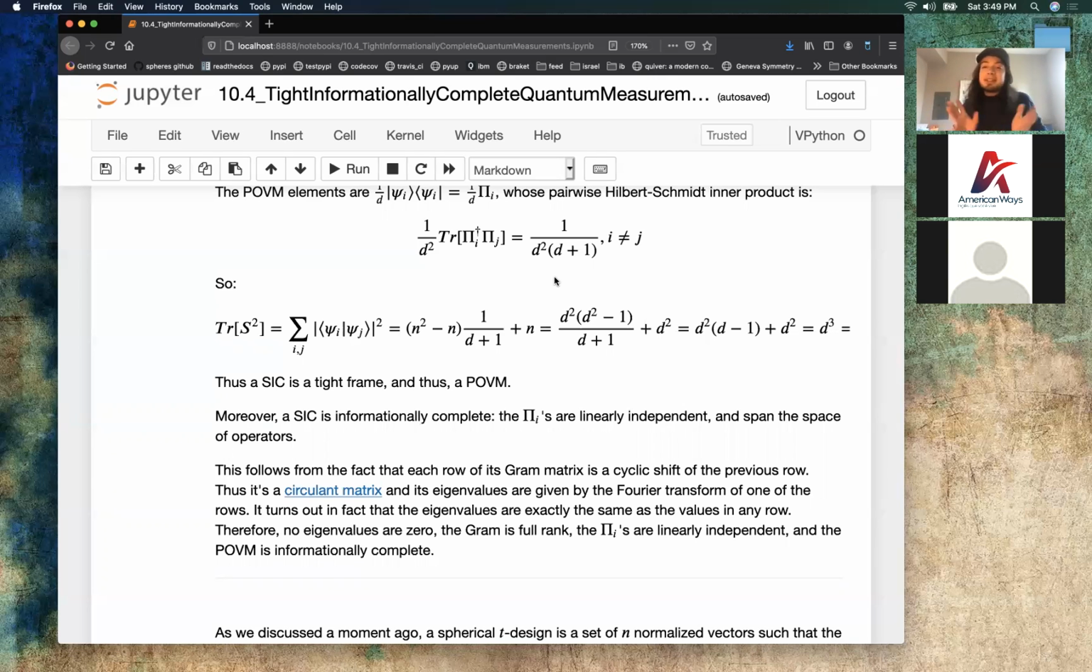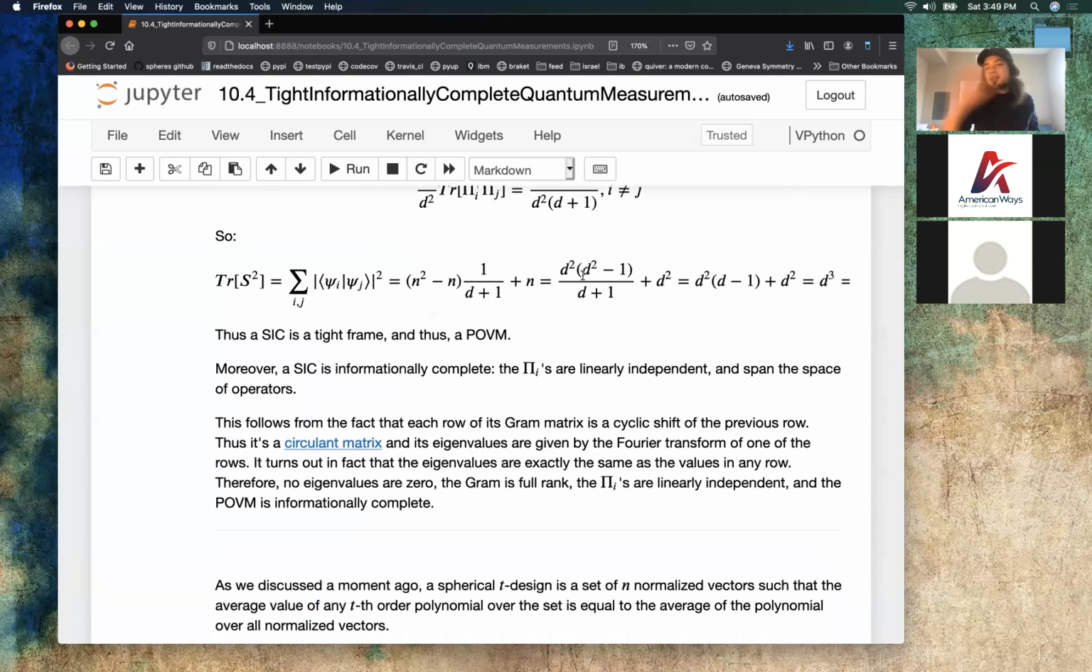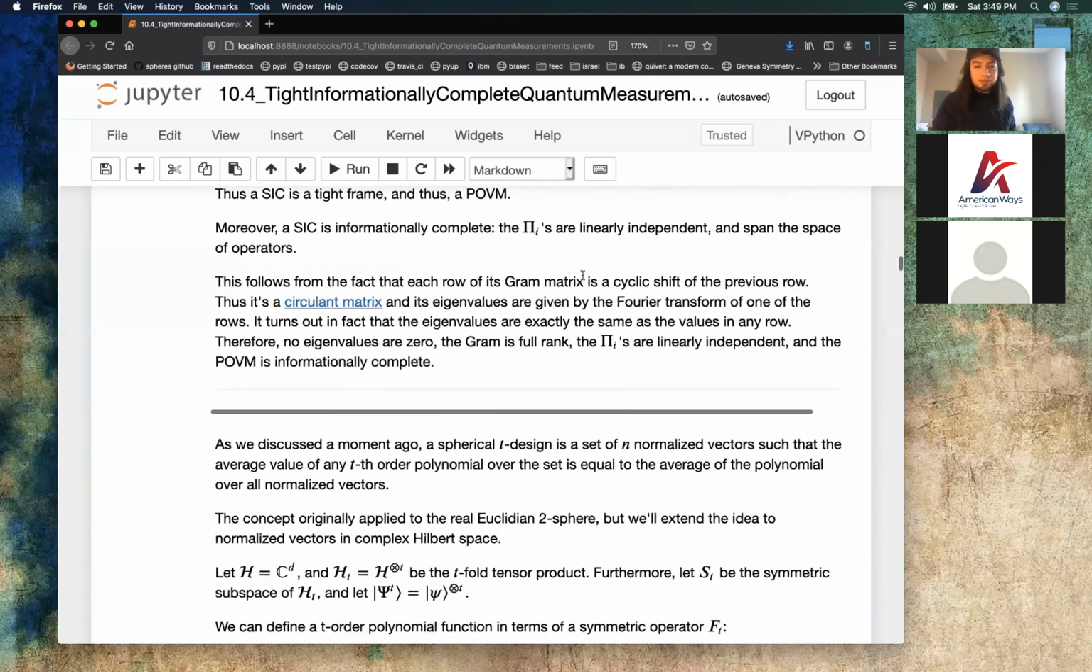It turns out such matrices have a cool property, which is that their eigenvalues are given by the Fourier transform of one of the rows. In fact, in this case, the eigenvalues are exactly the same as the values in a row. And we know it's either 1 over D plus 1 or whatever. Therefore, no eigenvalues are 0. Therefore, the Gram matrix is full rank, the projectors are linearly independent, and so we have an informationally complete POVM.